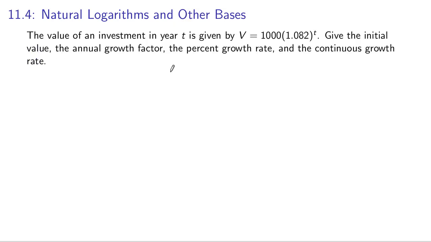The value of an investment in year t is given by V is 1,000 times 1.082 to the t. Give the initial value, the annual growth factor, percent growth rate, and the continuous growth rate. The initial value, a, is 1,000. The annual growth factor, b, is 1.082. The percent growth rate, r, we subtract 1 and make it a percent, 8.2%. But the continuous growth rate, k, we have to think back and remember, continuous growth was modeled by a e to the kt. And k is the continuous growth rate.